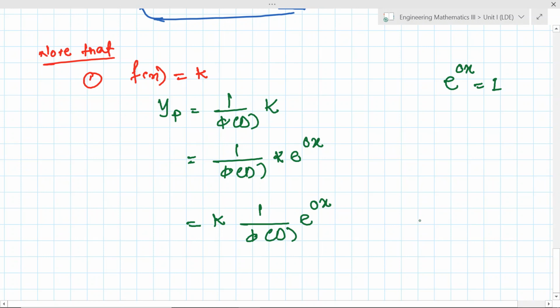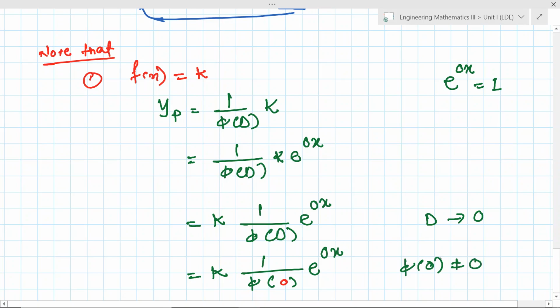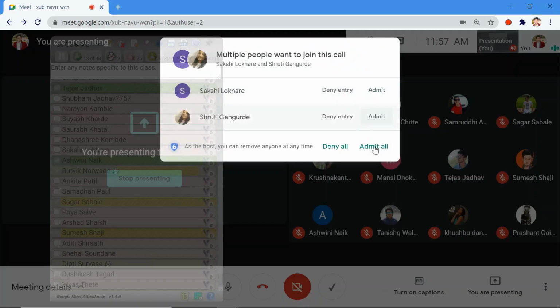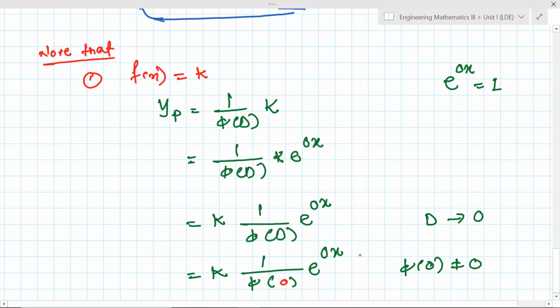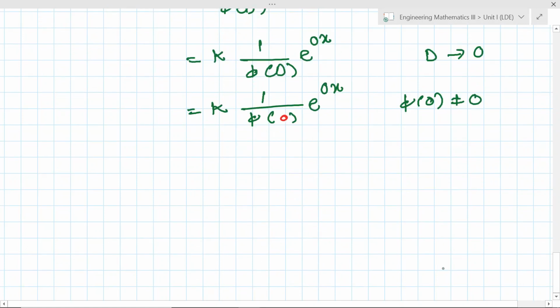Now what is my a? It is 0. Therefore, replace d by 0. That's it. And therefore what do I get here? k into 1 upon phi of 0 into e raised to 0x. So there is no need to write 0x, since e raised to 0x is 1. This is provided that phi of 0 is not equal to 0. If it is equal to 0, then we need to check the derivative and then replace d by a, and a is not 0. So this is the case if it is a constant.